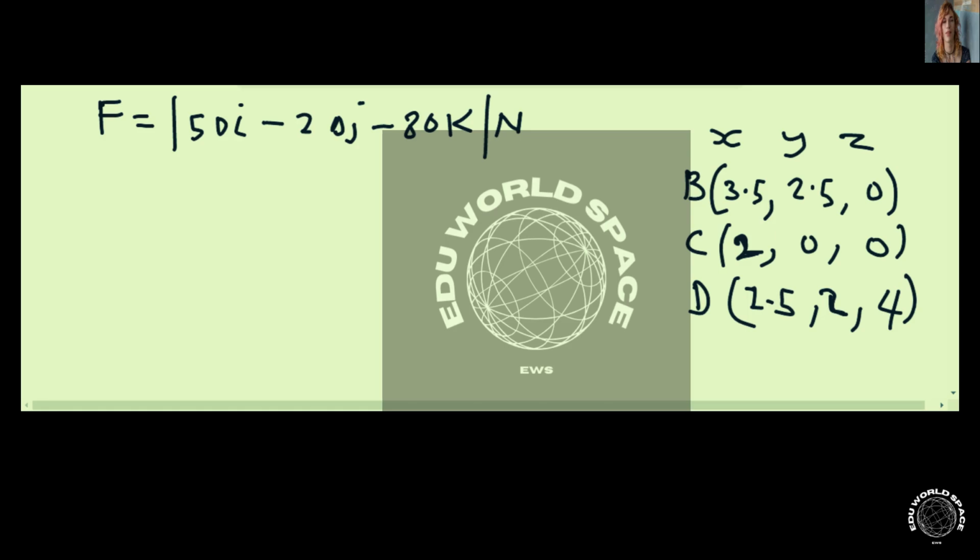Now, what we can do to find the moment is to look for the unit vector BC and the vector CD, and multiply them with this force to get our moment, so that M is equal to the unit vector BC times CD, times force.